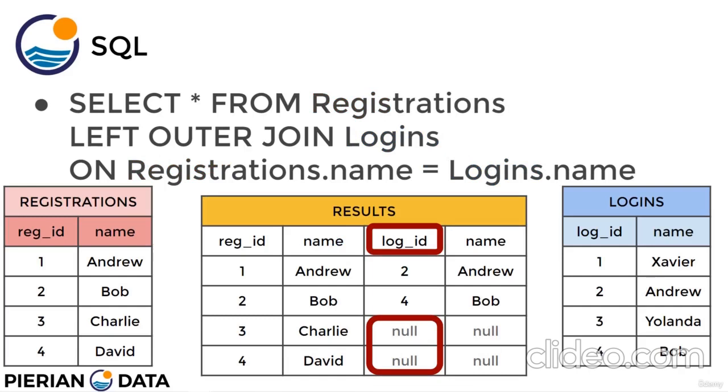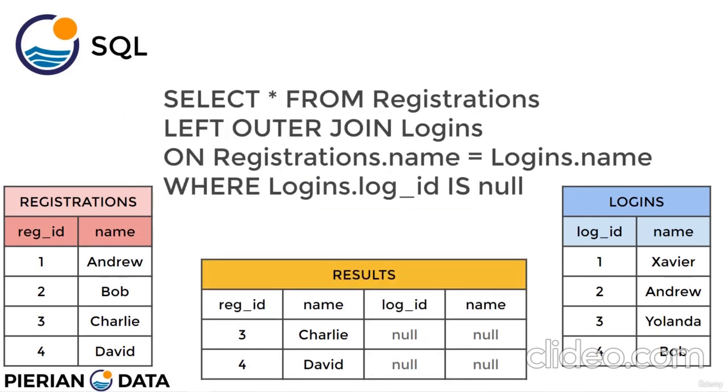So recall this was our previous query. This is just the left outer join, registrations and logins. And what we're going to do here is if we take a look at the login ID column, we notice we have those null values. So what we're going to say here is go ahead and grab where logins.logid is null.